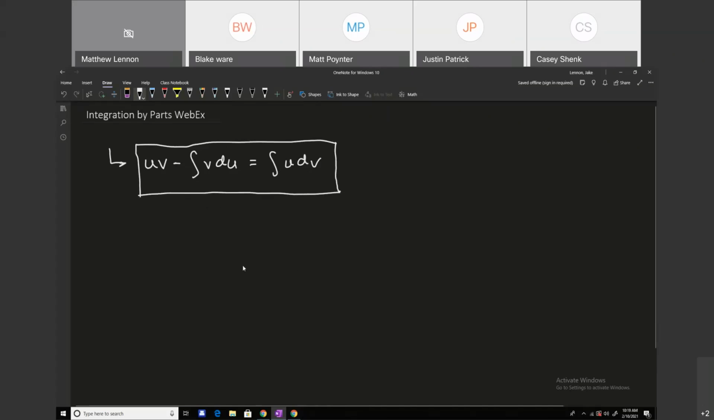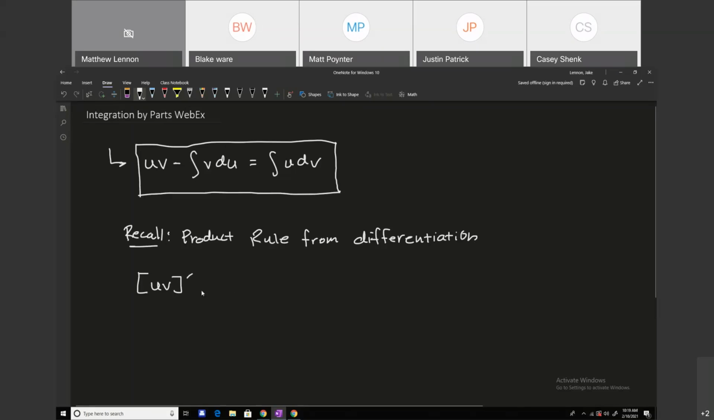So what did the product rule originally say? Let's recall the product rule from derivatives. So that said, if you have the derivative of two types of functions, u multiplied with v, then the product is u prime v plus uv prime.